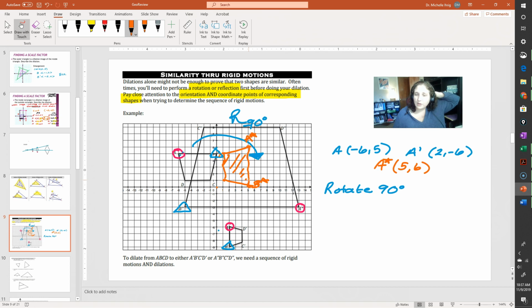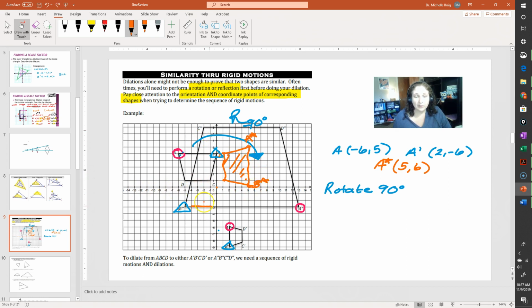Okay. So I'm not going to continue solving this. This is a little bit more advanced than we need. But the idea is pay attention. Did it rotate or did it flip? And if it flipped, if it was a reflection, it would be more like the other one.